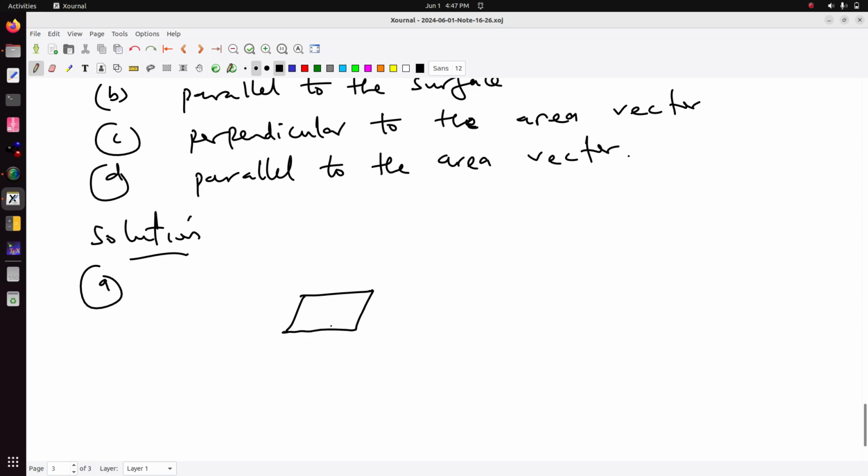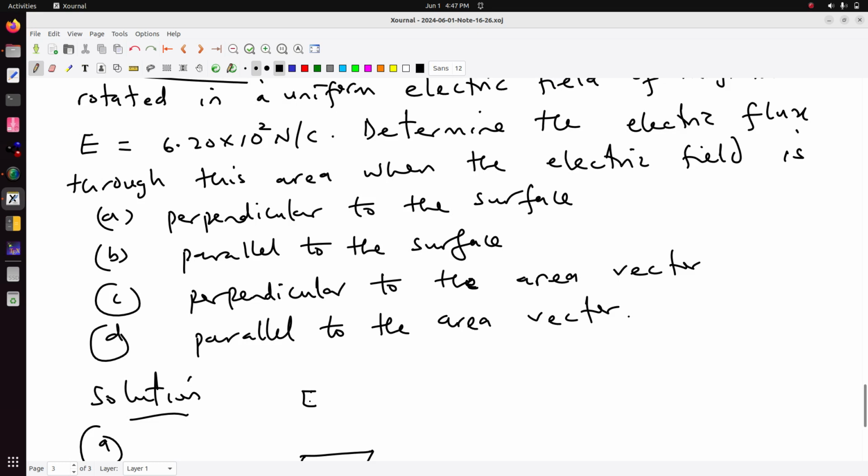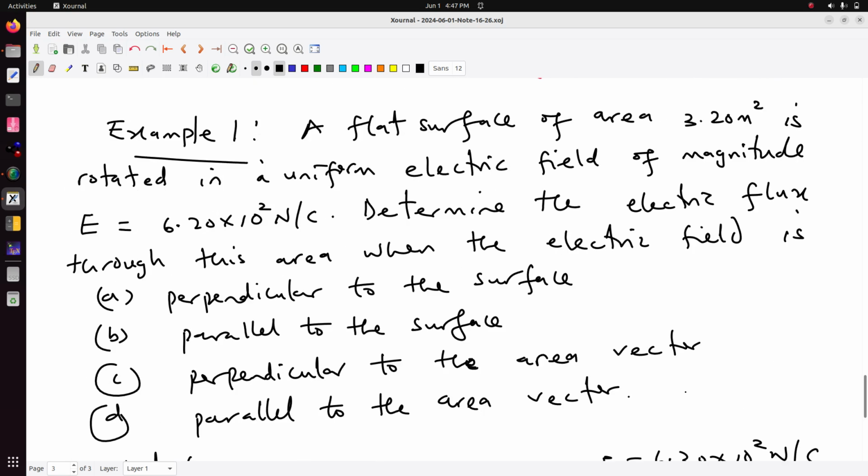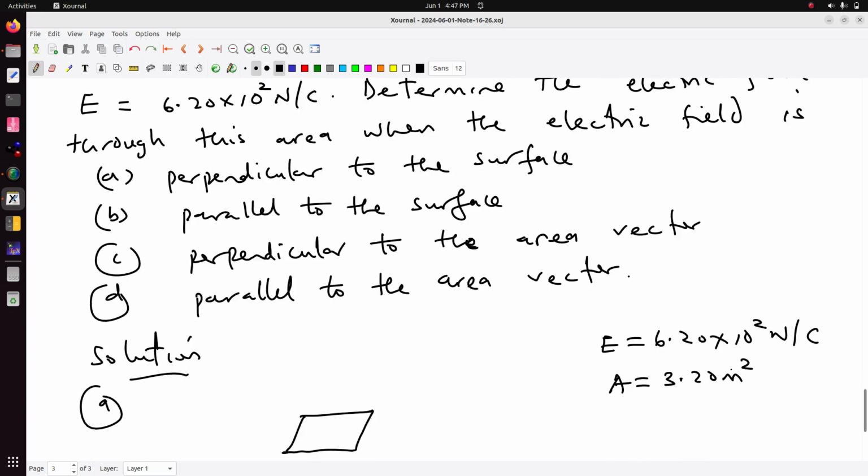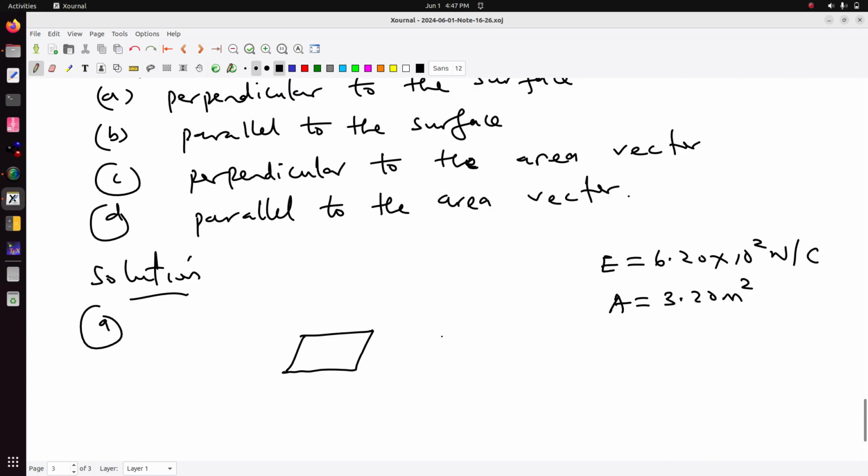Okay, this is a surface, and the question says we are given E is 6.2 times 10 to the power 2 newtons per coulomb, and the area is 3.2 meters squared. Now, how do we determine the flux? The flux can be determined here using E A cos theta. Since the electric field here is constant, the area is also constant. So the only thing that is changing here is the angle between the electric field and the area vector.